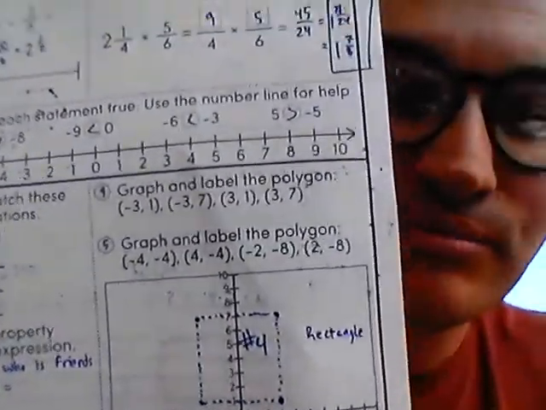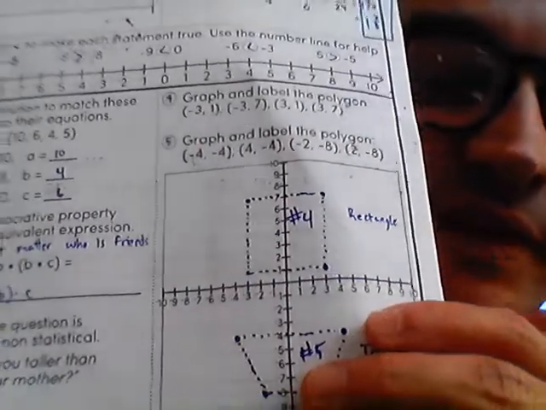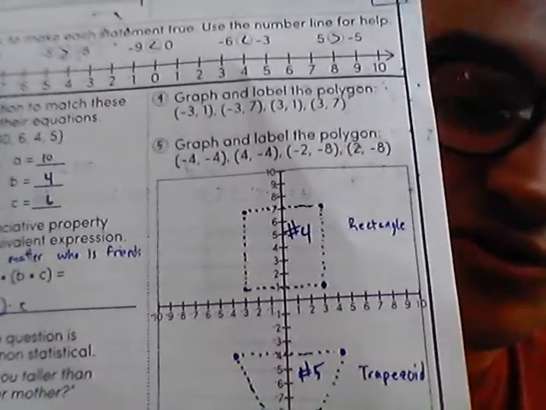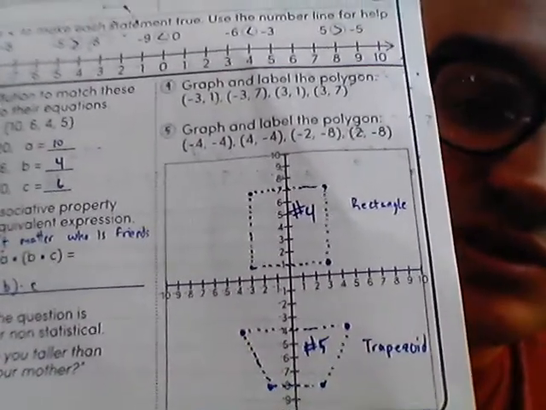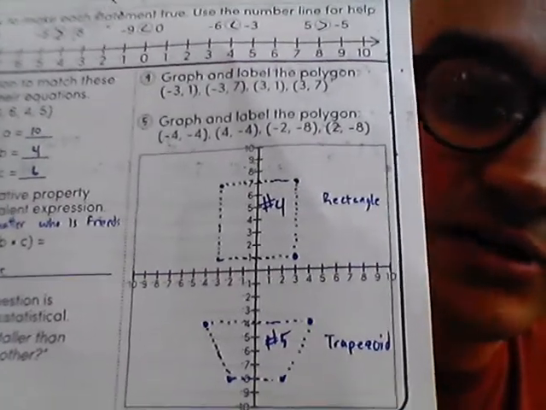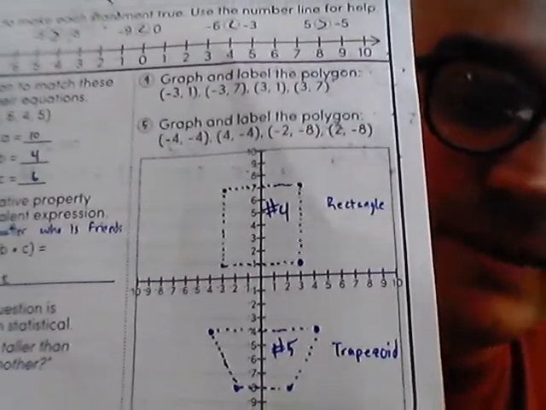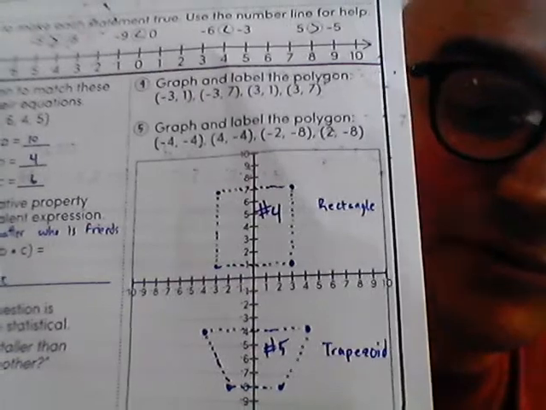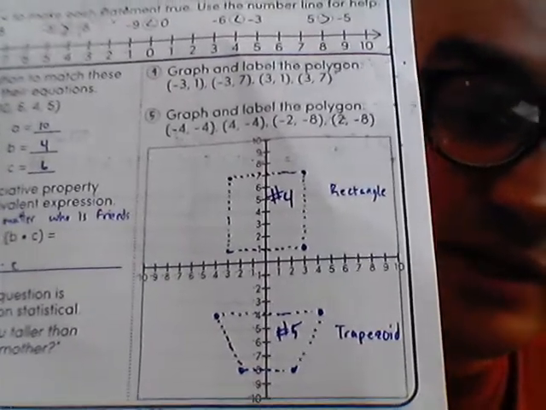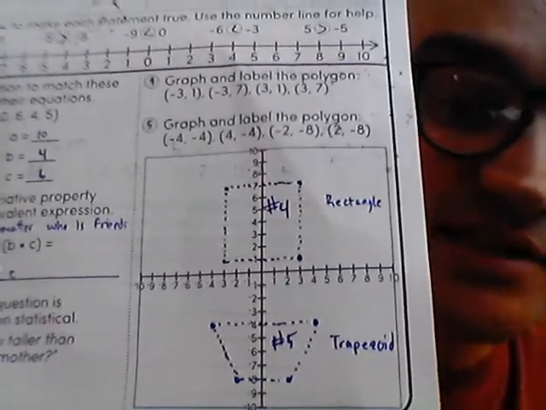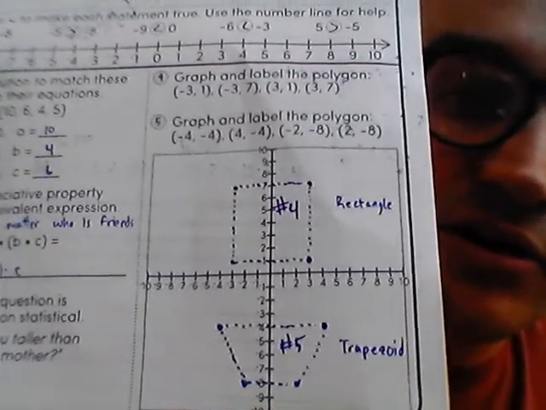Finally, coming over to problems 4 and 5, you were told to graph. Use those ordered pairs to graph 4. You'll get a nice, beautiful rectangle that splits the y-axis, and number 5, you'll get a nice, beautiful trapezoid that splits the y-axis. Okay, those are your problems for March 27th.